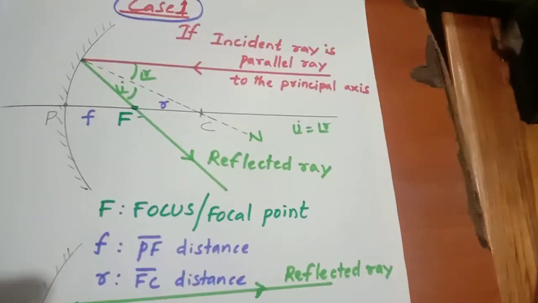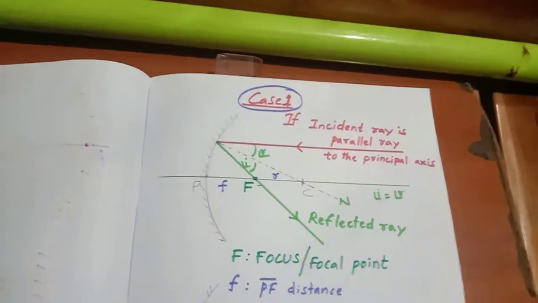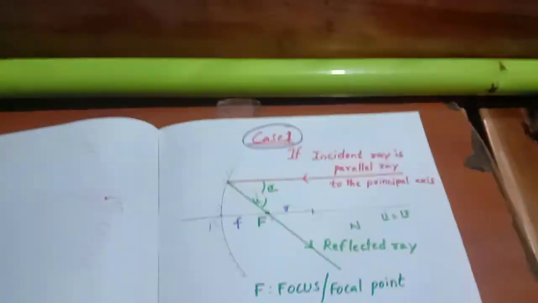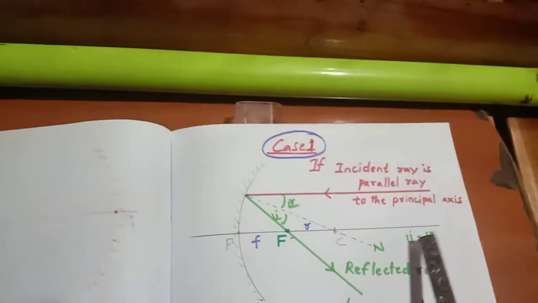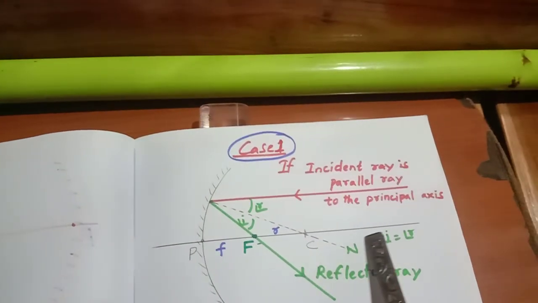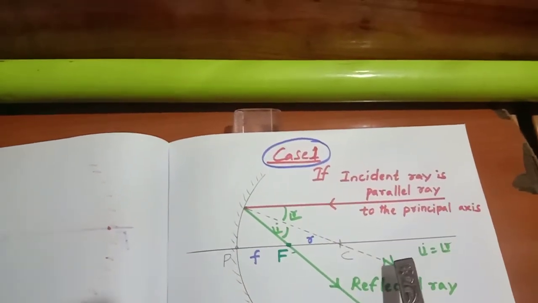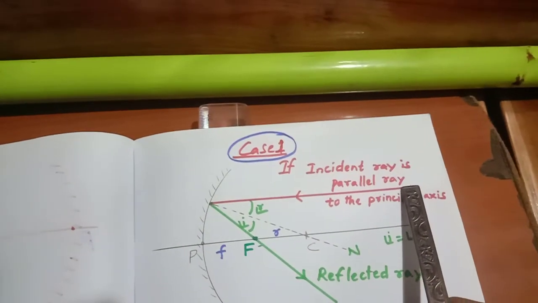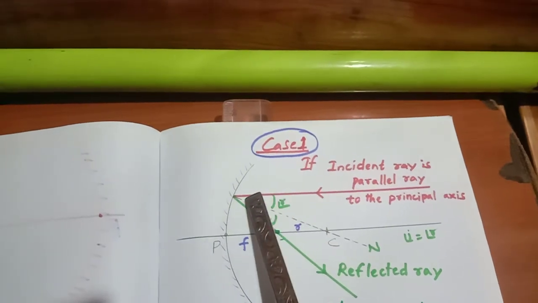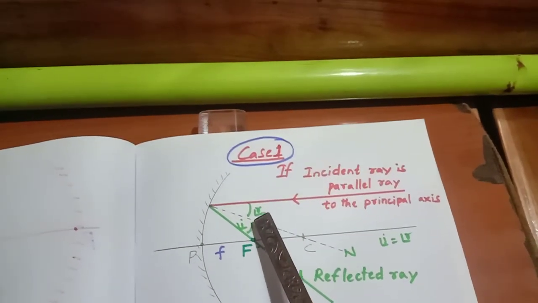Now see this. In the case of a concave mirror, you observe this is a light ray, this is a light ray, that is called incident ray. This red line is drawn parallel to the principal axis. This is principal axis, this is pole, and this is focal point, and this is center of curvature, and this is normal to the surface, and the light ray is passing like this, and it is incident on the mirror and getting reflected like this, reflected ray, and angle I is equal to angle R.